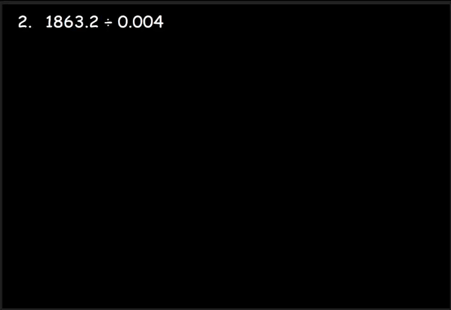Okay, so we proceed to number two. Number two, 1863.2 divided by 0.004. Let's see what we have there. 1863.2 divided by 0.004.